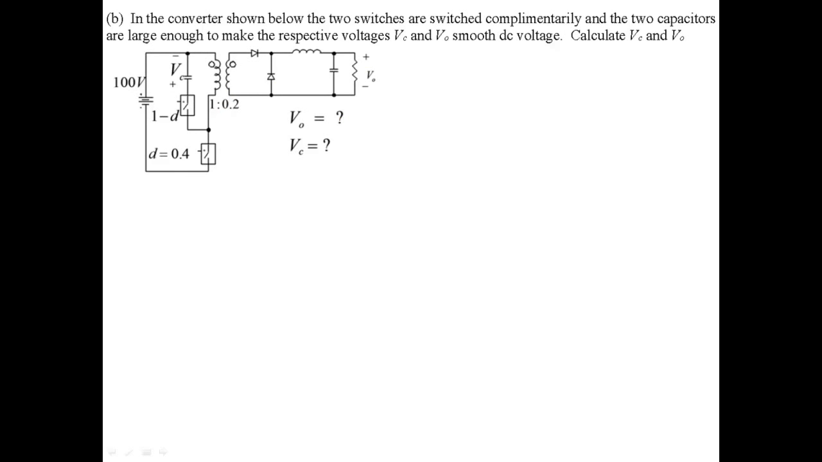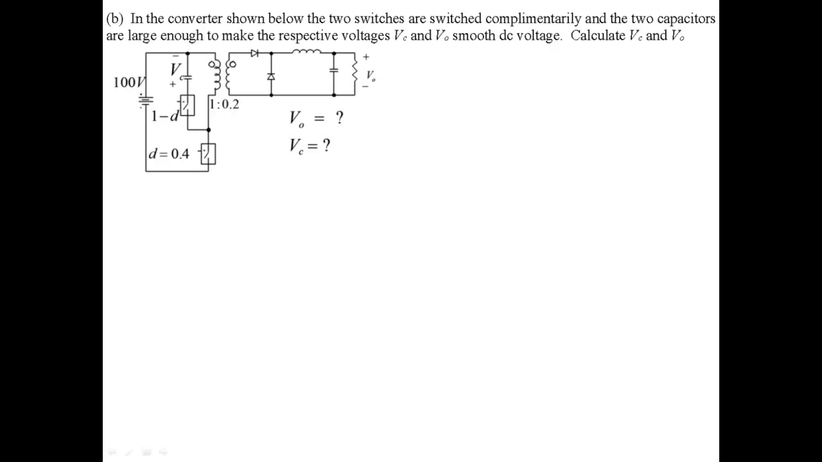Part B of problem 1, we are given a converter that we have actually not studied. This is called an active clamp forward converter. But it doesn't matter, we can solve this problem using the basic principles of isolated converters, mostly volt-second balance.